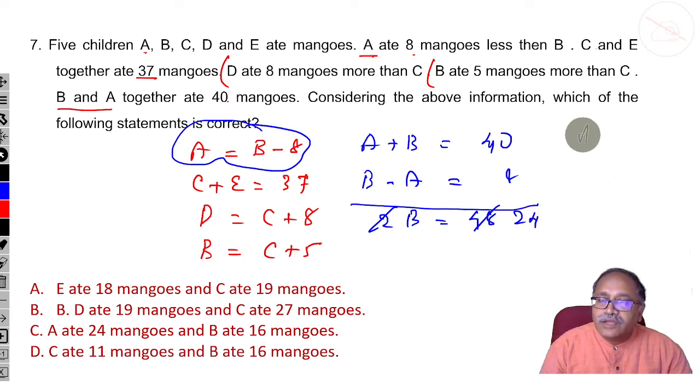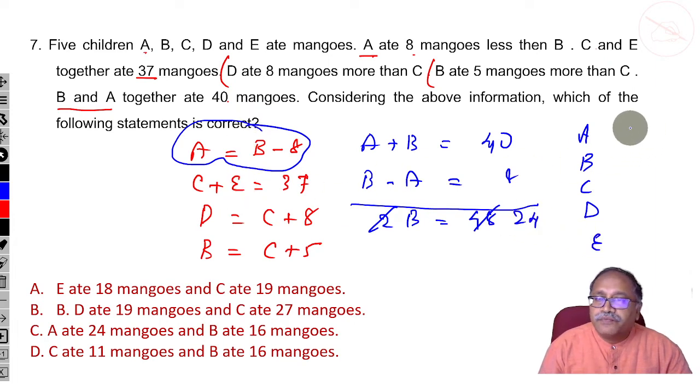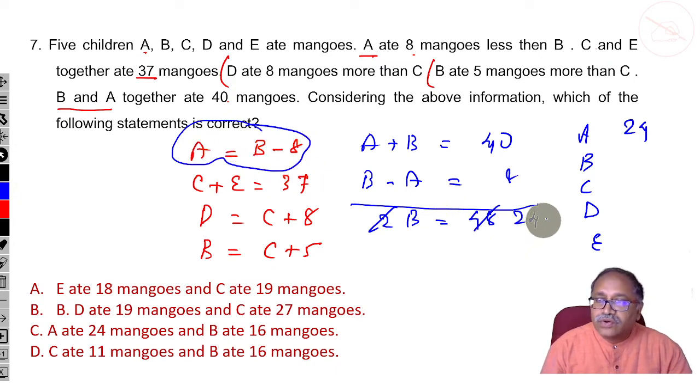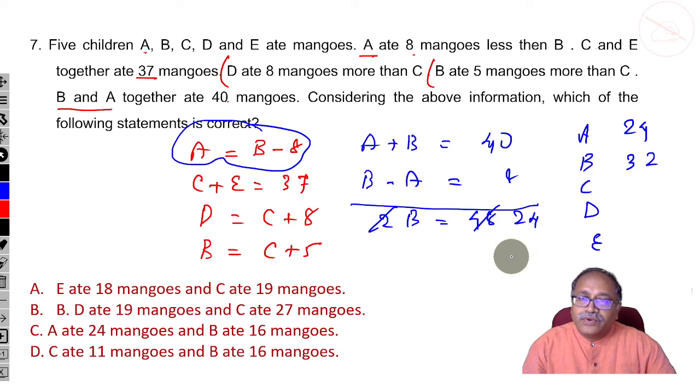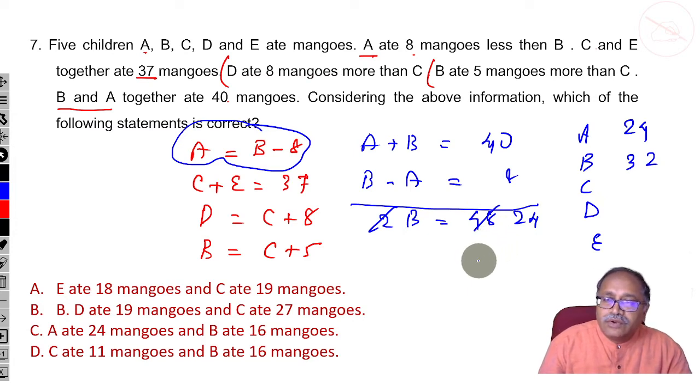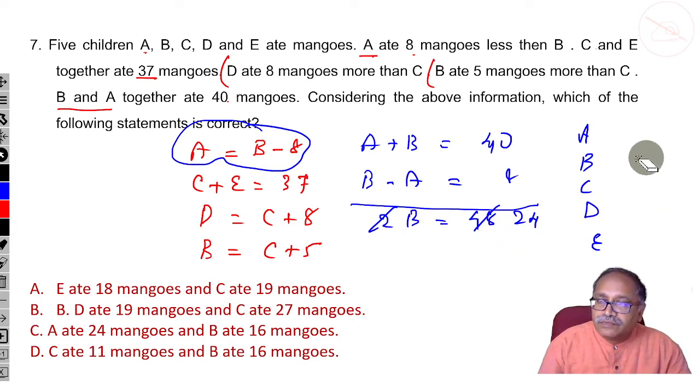So we have A, B, C, D and E. This many people are there. B is equal to 24 is done. Once B is found, A also comes. A is equal to B minus 8, that means A is 24 minus 8, that is 16. Then all the values come.